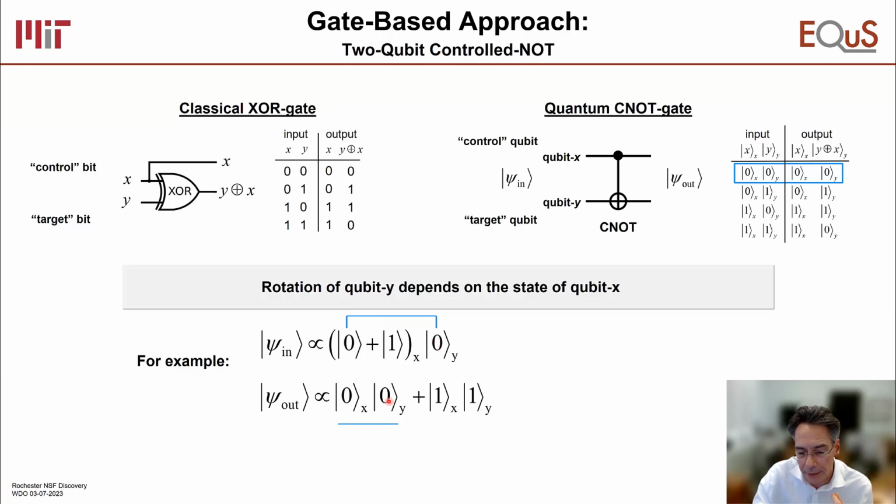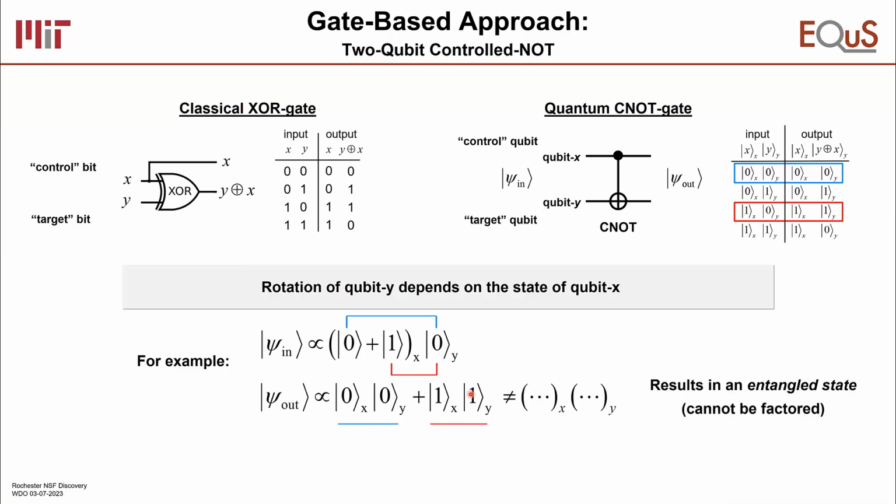So Y stays the same, stays in a 0, with X being in its 0 state. Plus, when the control qubit is in state 1, we know we need to invert the Y qubit, so 0 becomes 1 here. And now what we see is something very interesting. This turns out to be an entangled state. It cannot be factored any longer into only an X component and only a Y component. You can see that they're fundamentally correlated here.